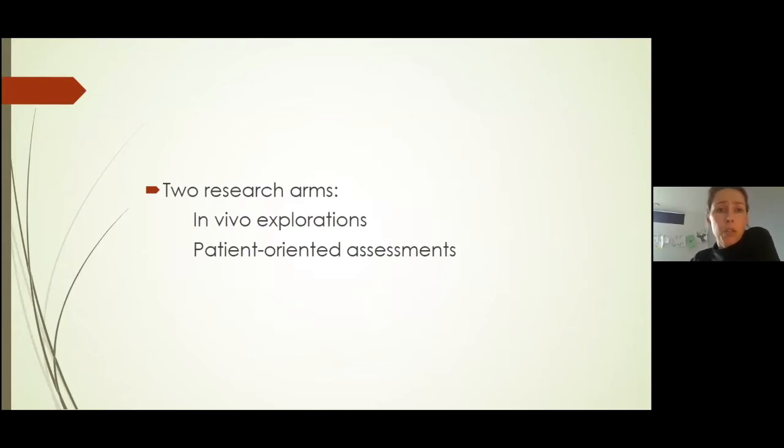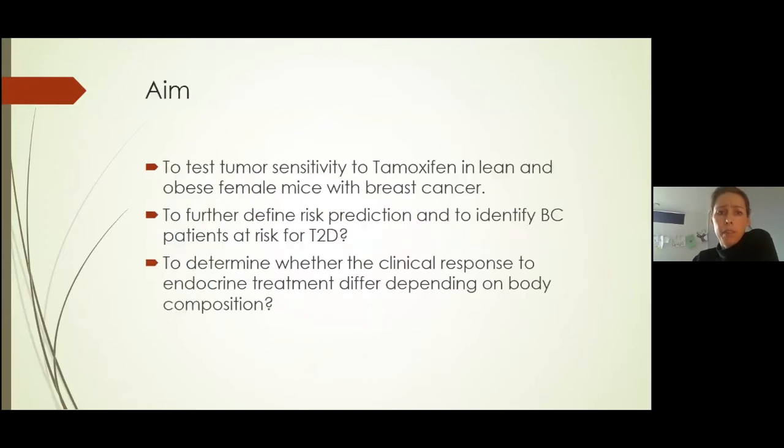We thought about designing 2 research arms: in vivo explorations and patient-oriented assessments. We want to test the tumor sensitivity to tamoxifen in lean and obese female mice with breast cancer. And this is to further define risk prediction and to identify breast cancer patients at risk of developing type 2 diabetes. Furthermore, to determine whether the clinical response to endocrine treatment differs depending on body composition.